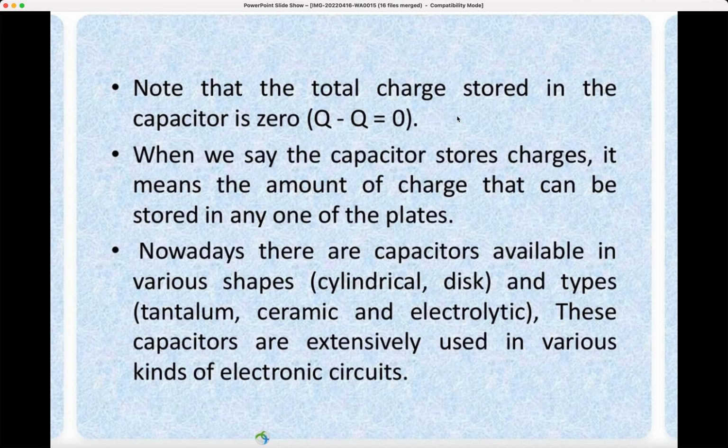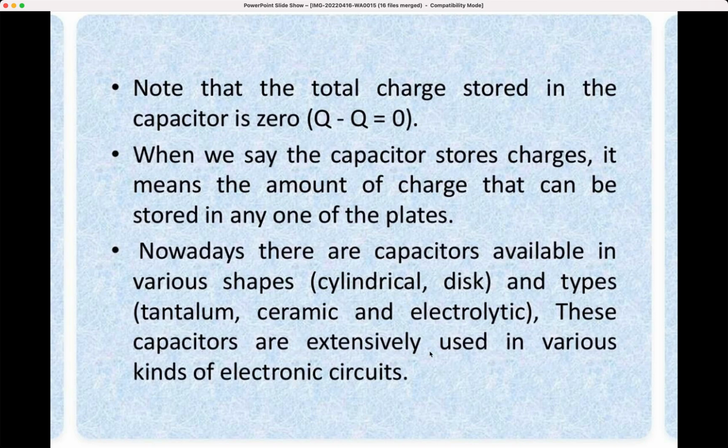Now, what is the total charge stored in the capacitor? It's always 0, Q minus Q. Suppose we say that the capacitor stores charge, that means the amount of charge that can be stored in any one of the plates, only one of the plates. Nowadays we have capacitors in various shapes like cylindrical, disc and different types: tantalum, ceramic, electrolytic, etc.